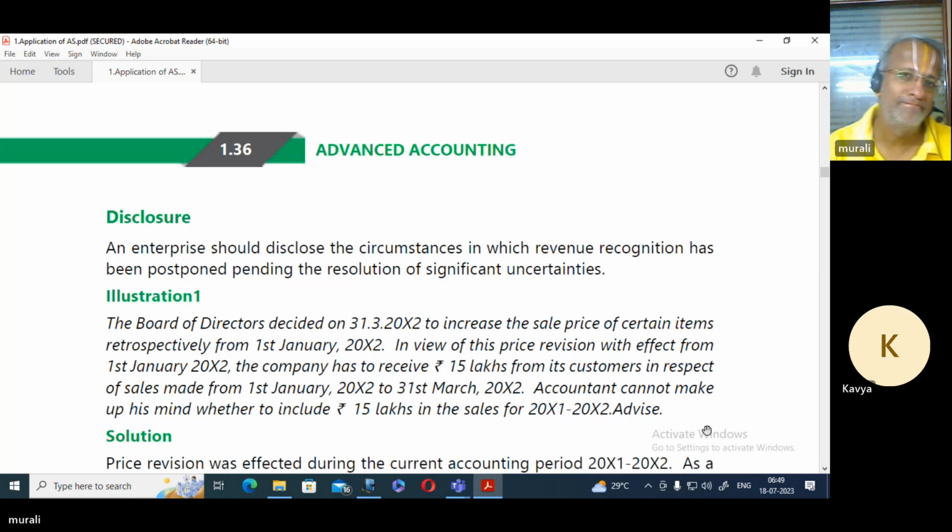Correct? Are you understanding? See, you just understand how it runs. So, therefore, the last point: no customer will agree to a revision on a retrospective basis unless it was initially agreed upon. See, sometimes it may be possible. How come?